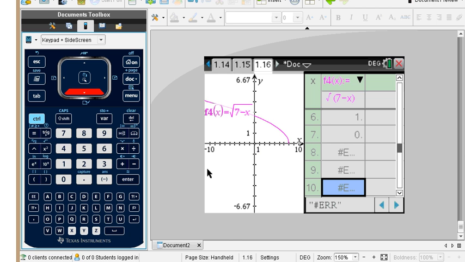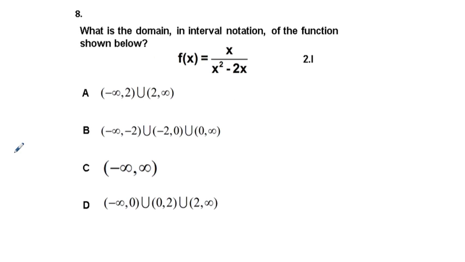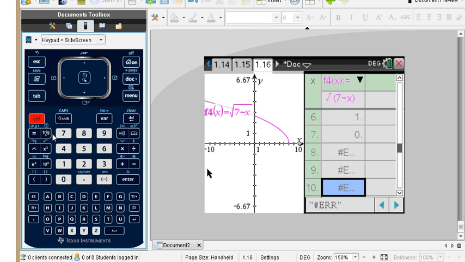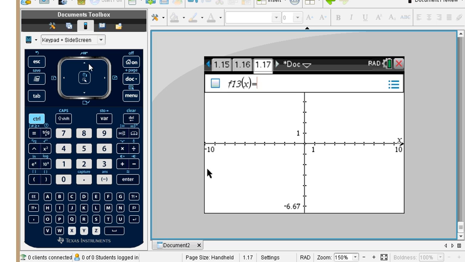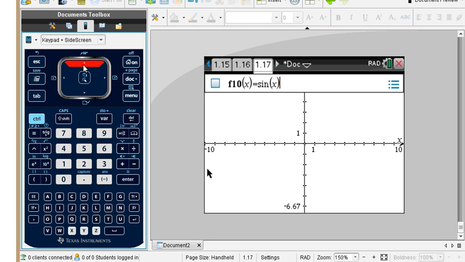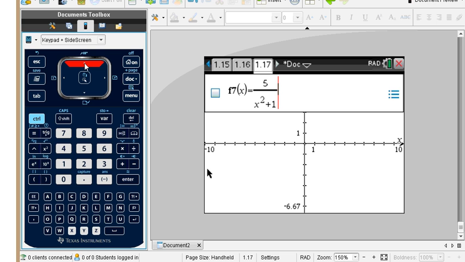So let's go on to the next problem, 8. What is the domain in interval notation of the function shown below? Well, for this, I have this one graphed also. And I'm going to graph it, Control I. This TI-Nspire CX calculator is a very fine calculator.